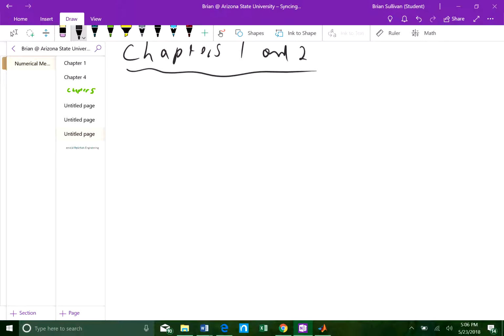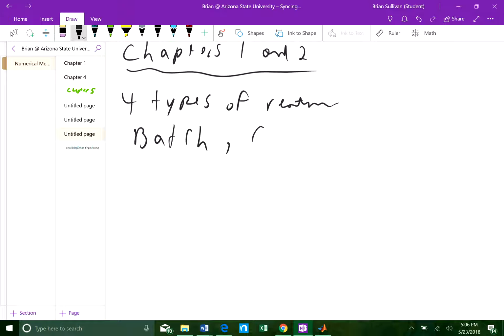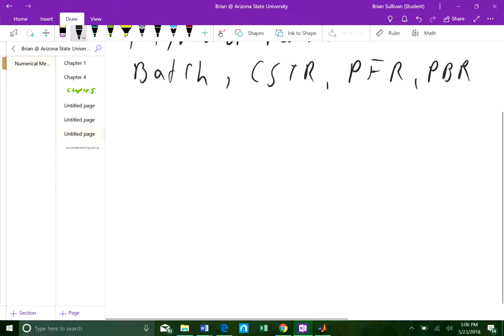Okay, so 4 types of reactors. The first one is going to be batch, and then the next one is CSTR, the next one is PFR, the next one is PBR. Okay, so let's start with batch.